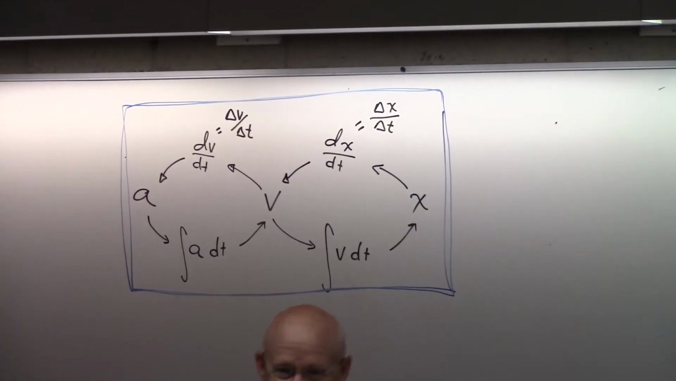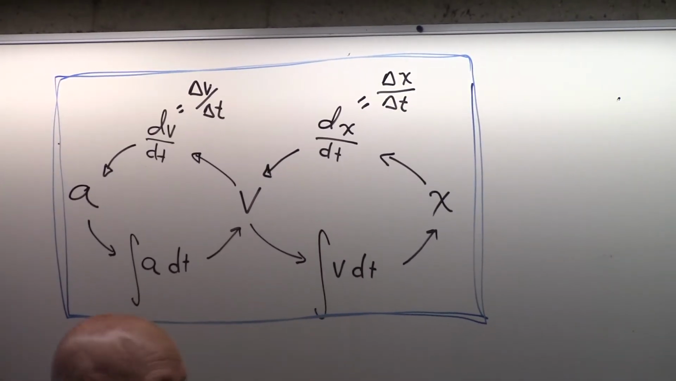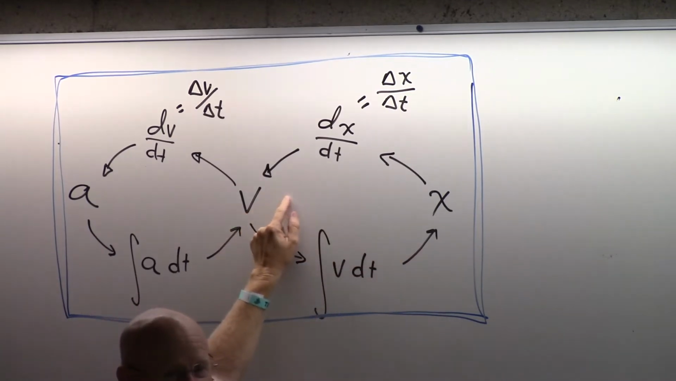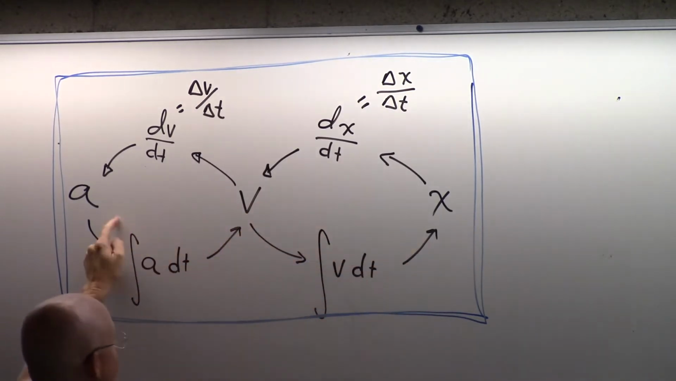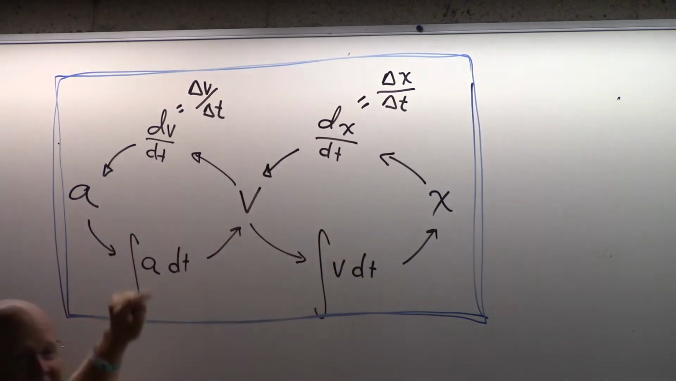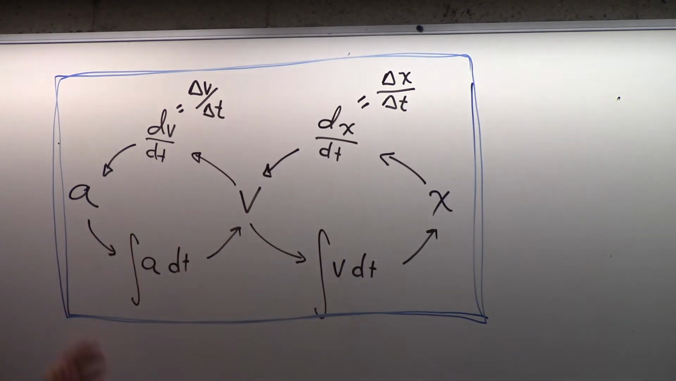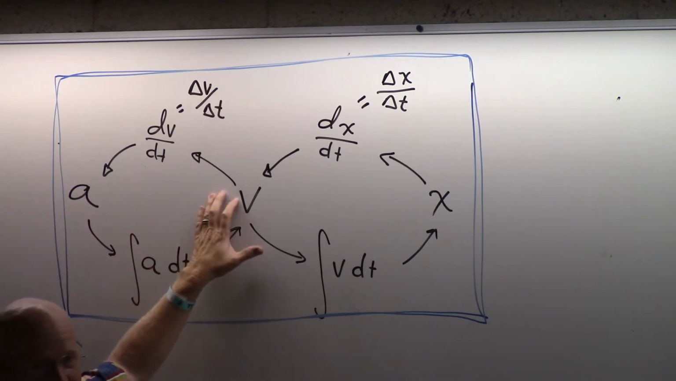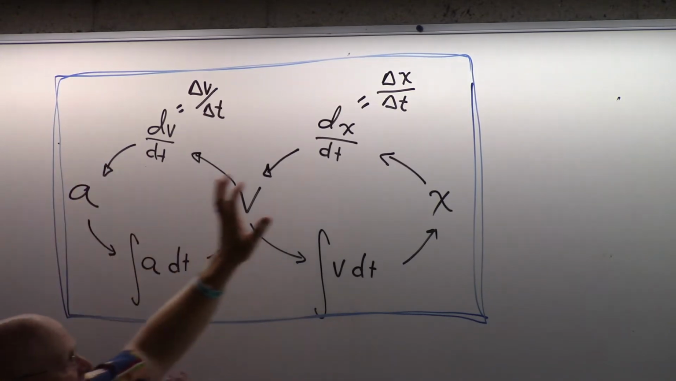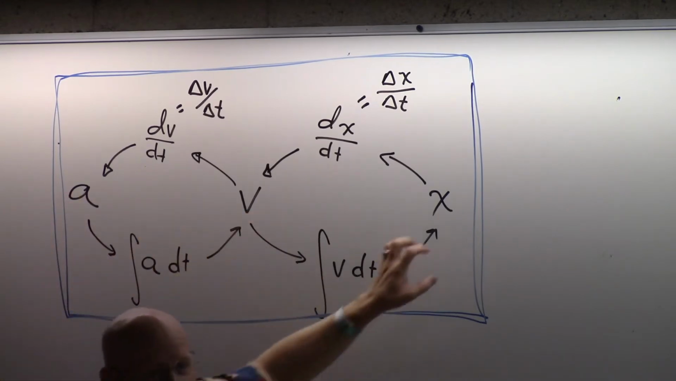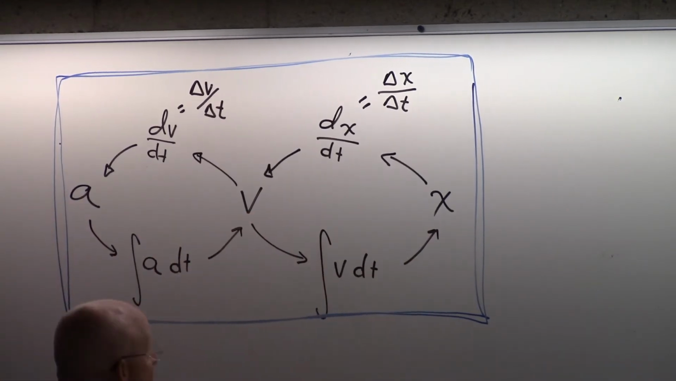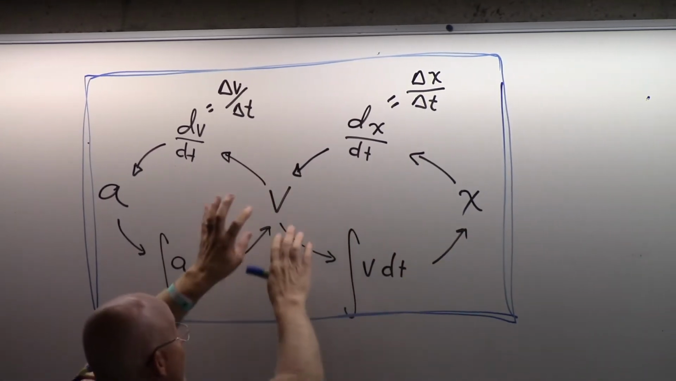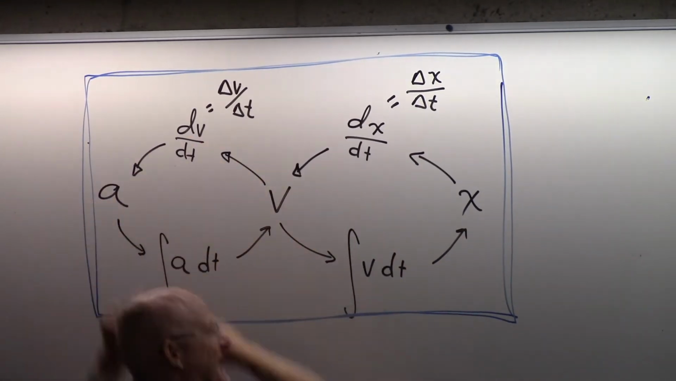And so where in this puzzle do you start? If they give you position and they ask you for velocity, take the derivative. If they give you position and they ask for acceleration, take the derivative twice. If they give you acceleration and ask for velocity, take the antiderivative once. If they give you acceleration and they ask for position, take the antiderivative twice. If they give you velocity and ask for position, take the antiderivative. But if they also ask you for acceleration, then take the derivative.